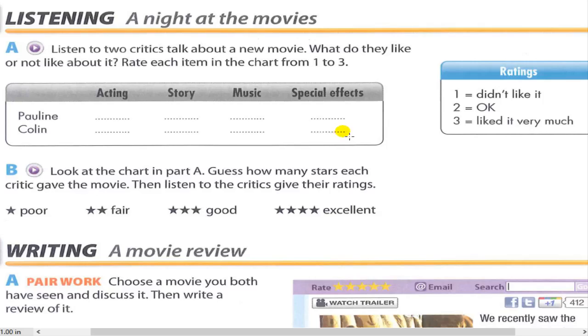Page 90, Exercise 12. Listening. A Night at the Movies. Part A. Listen to two critics talk about a new movie. What do they like or not like about it? Rate each item in the chart from 1 to 3.